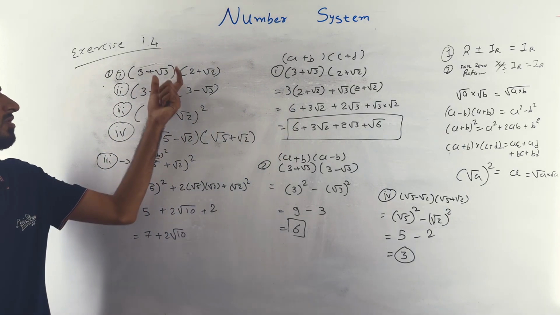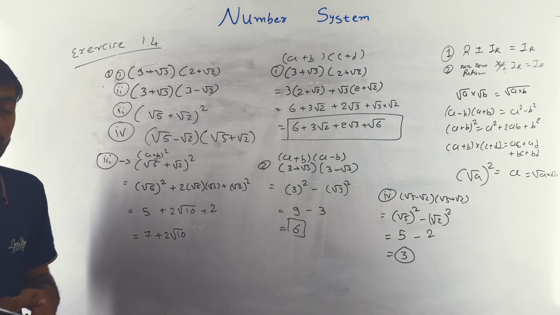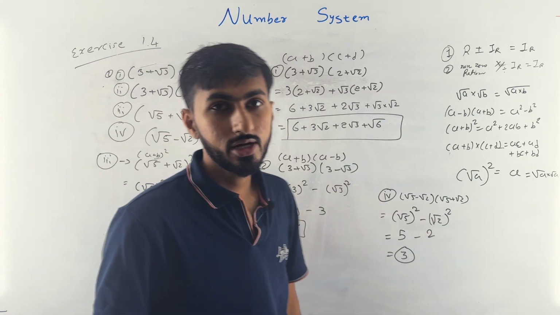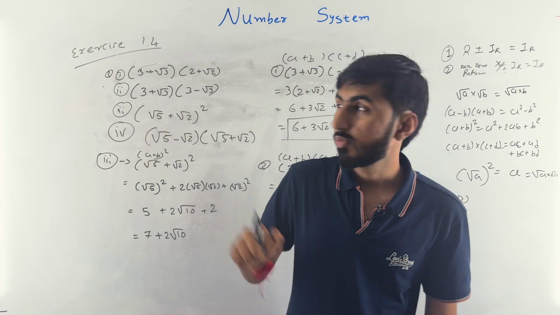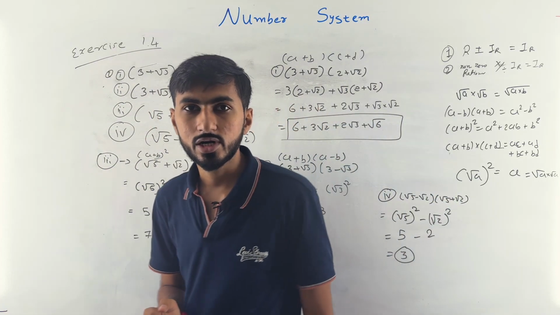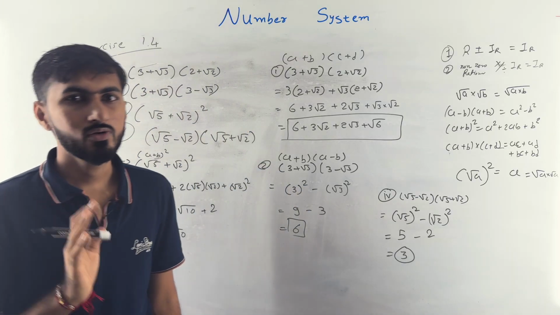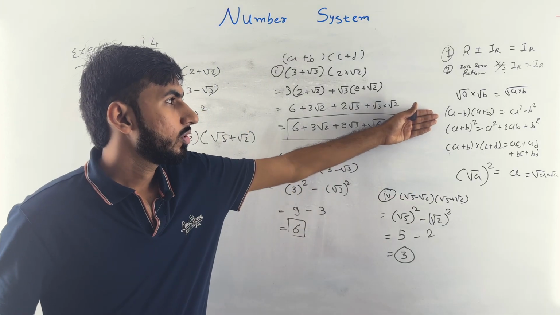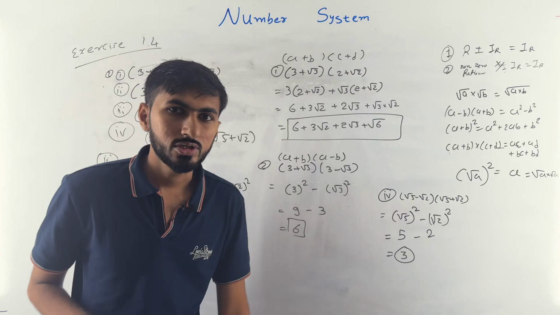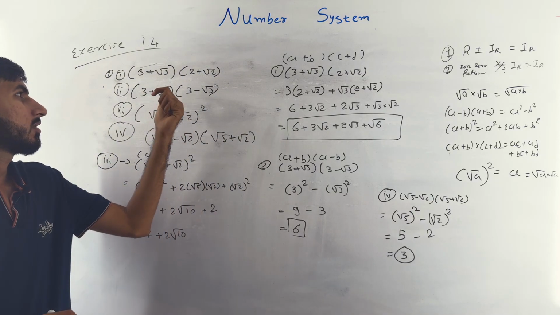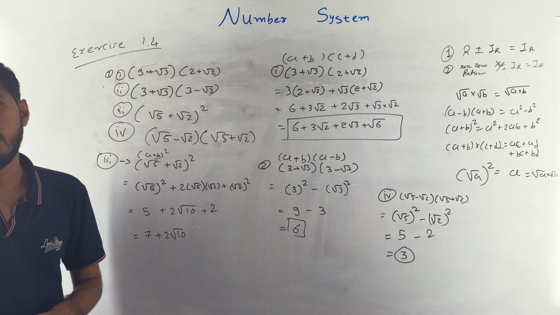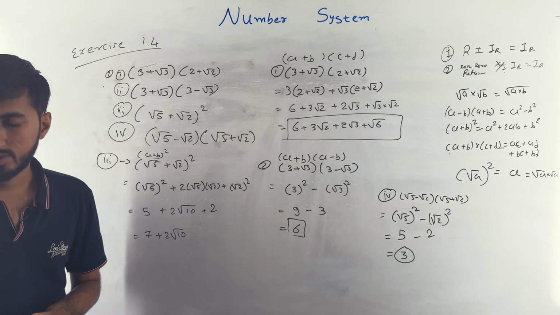So to simplify this type of question, you just have to remember the identities and identify which type of identity can be applied on this type of question, right? It is very simple. You don't have to panic. In standard 8, you have already done this type of questions. Here we have just one thing that is added, numbers with square roots, right?